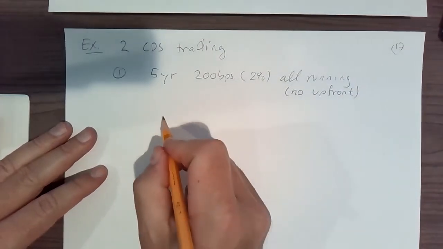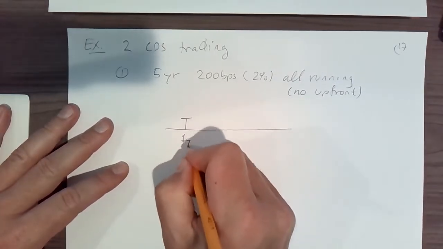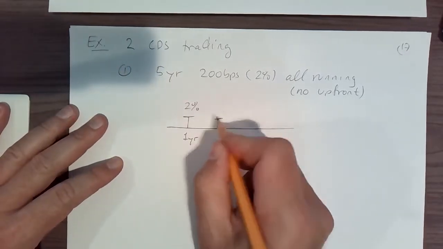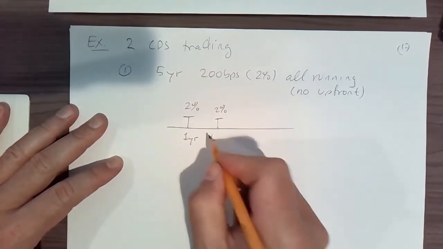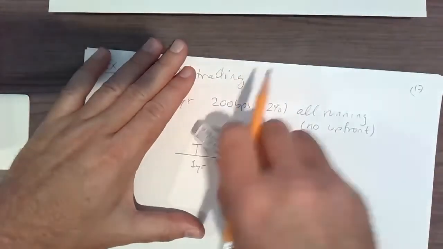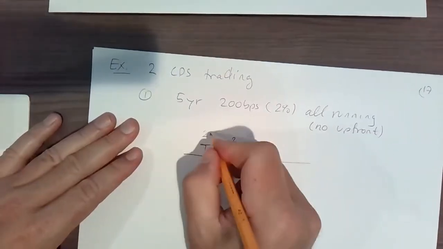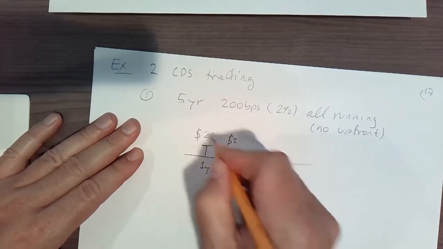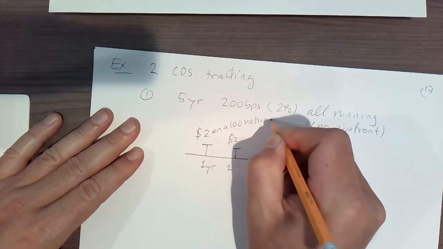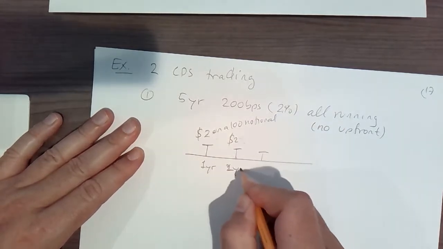So the contract is going to have a 2% payment. This is year one, 2%, if there's no default, and then there is a 2% payment on the notional. So if you put $100 in as notional, it'll be $2. So 2% on 100 notional is $2. And this is the second year, this is the third year.